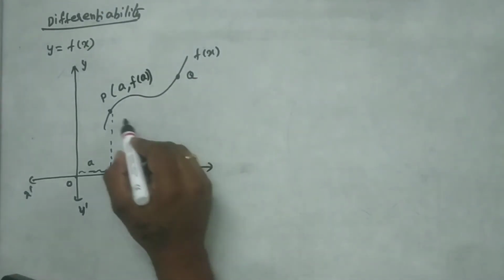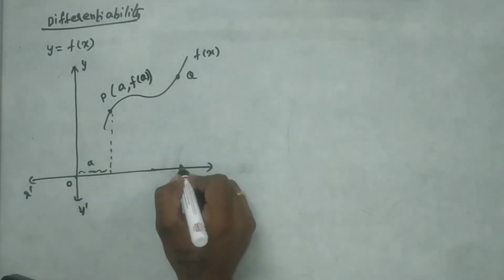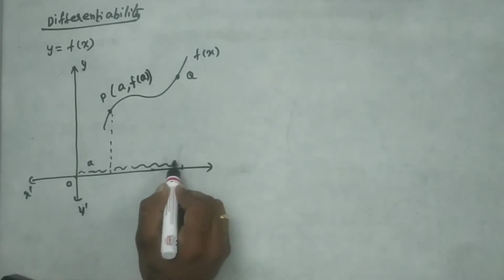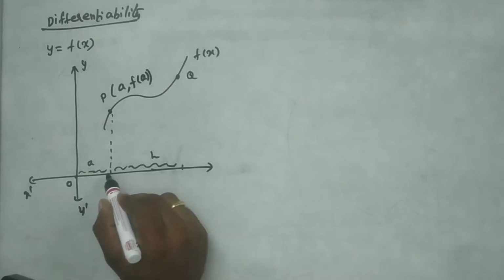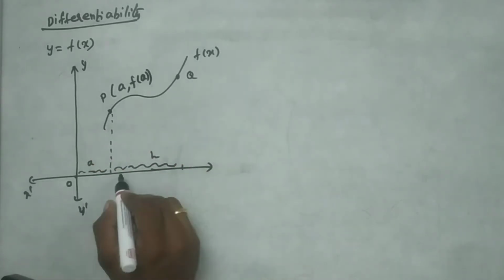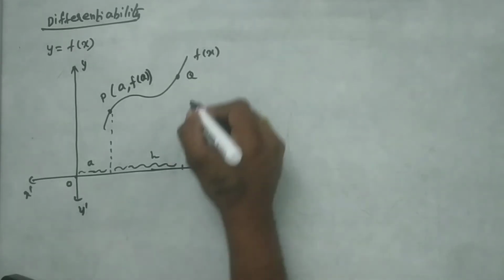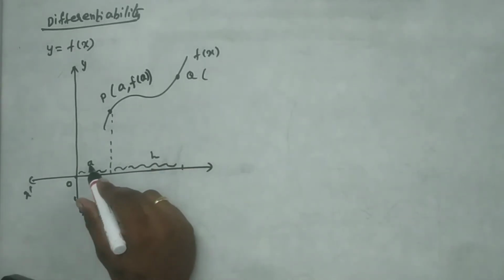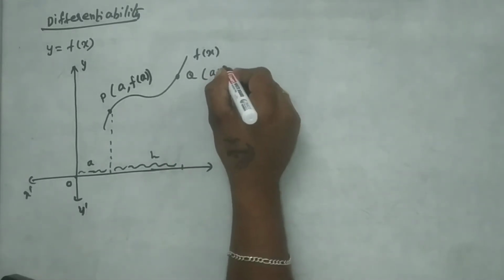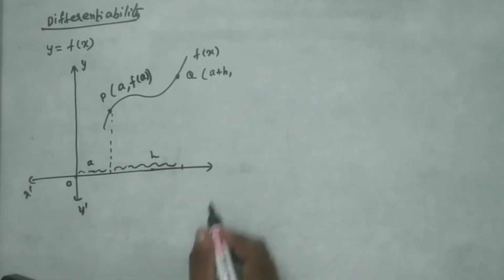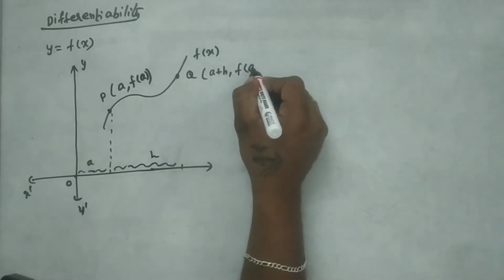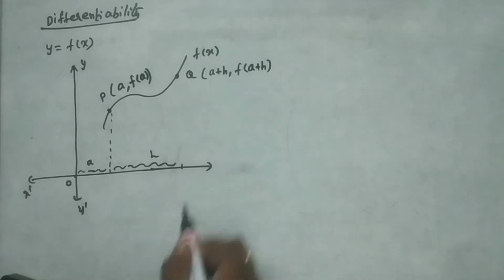I have taken a point Q, and I am assuming that the point Q is h distance from the point a. If it is already a, and this distance is equal to h, then this will be a plus h. Clear? If it is a plus h, our coordinate will be f of a plus h.